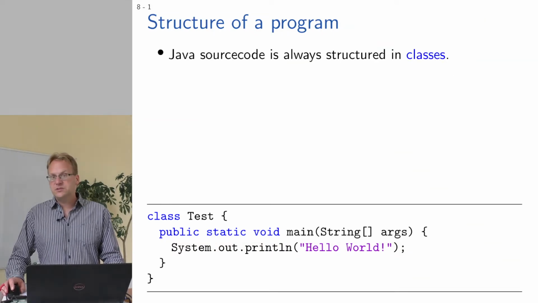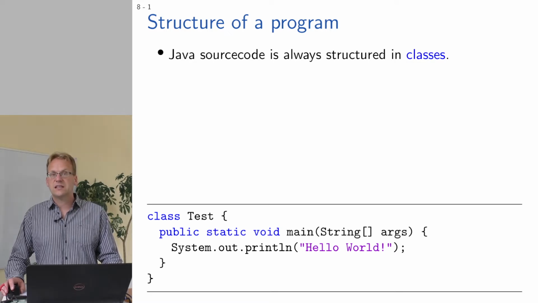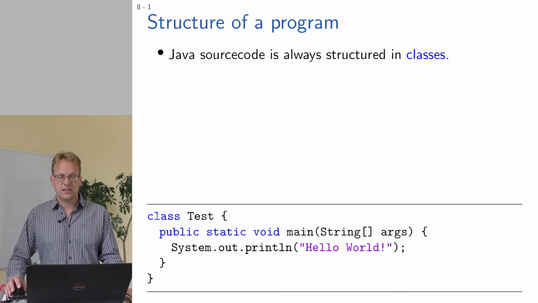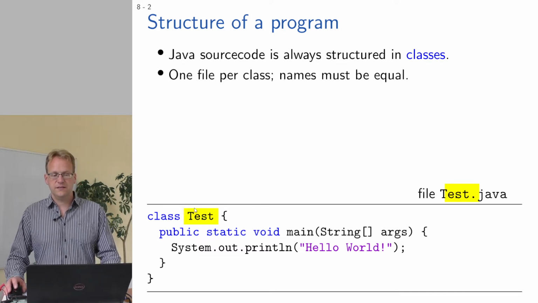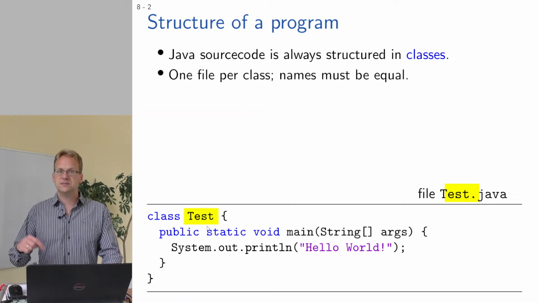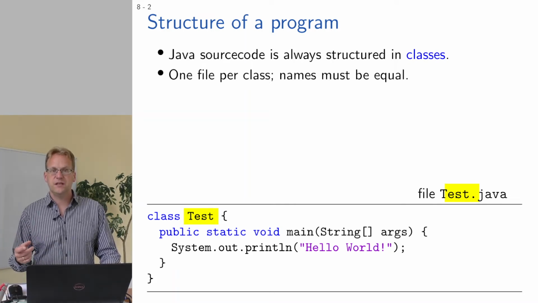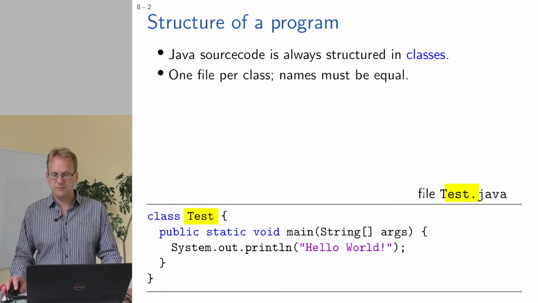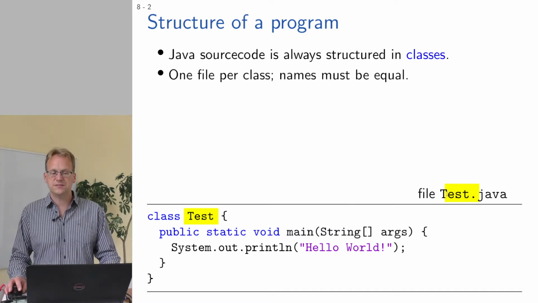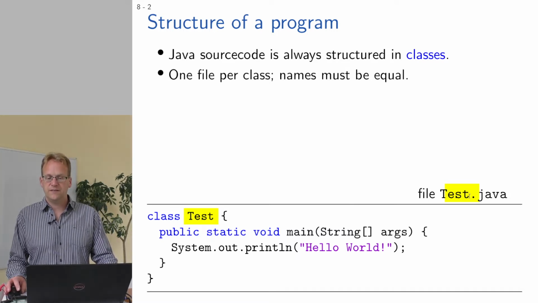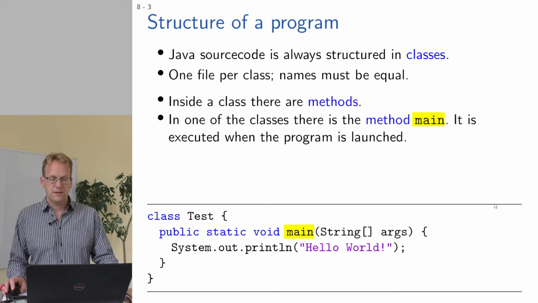Well, what is important to know is that Java source code is always structured in classes. Here we have just one class, namely this class test. Then this class test needs to be stored in a corresponding file, which needs to have the same name. So the file name is the same as the class name, and the file name ends then with .java. That is always indicating this is Java source code.